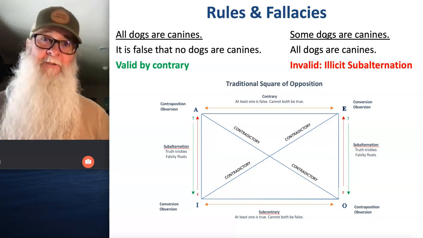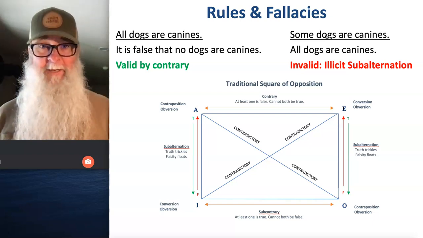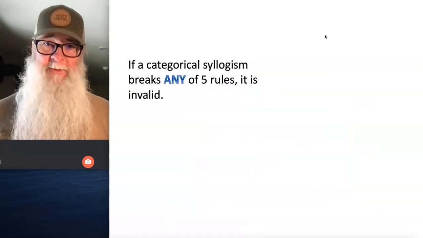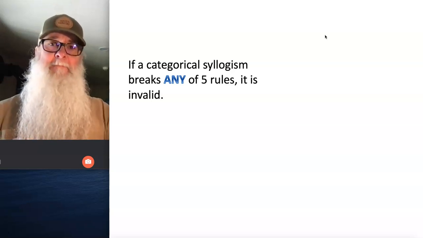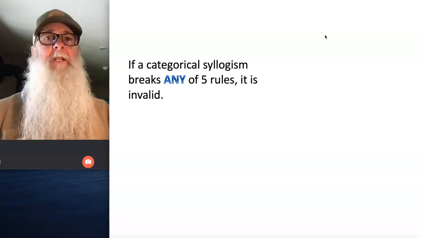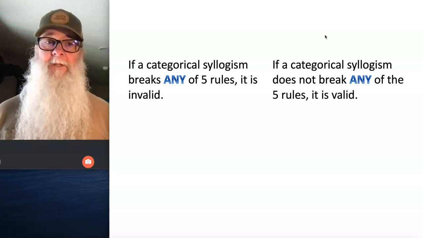Now, the cool thing for us is that there are some rules that apply not just to standard form categorical statements, but to standard form categorical syllogisms. And there are only 5 of these rules. And if a categorical syllogism breaks any of these 5 rules, just one, that argument is invalid. But if it doesn't break any of the 5 rules, it's valid.